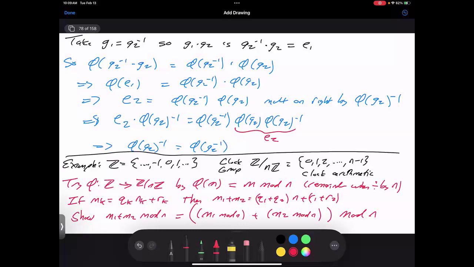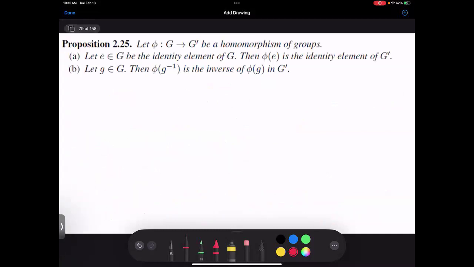Okay? Any questions on this example? So this is a nice example. We have a non-trivial group isomorphism between the integers and the clock group. Okay. So now, proposition 2.25, we've actually already proven this.